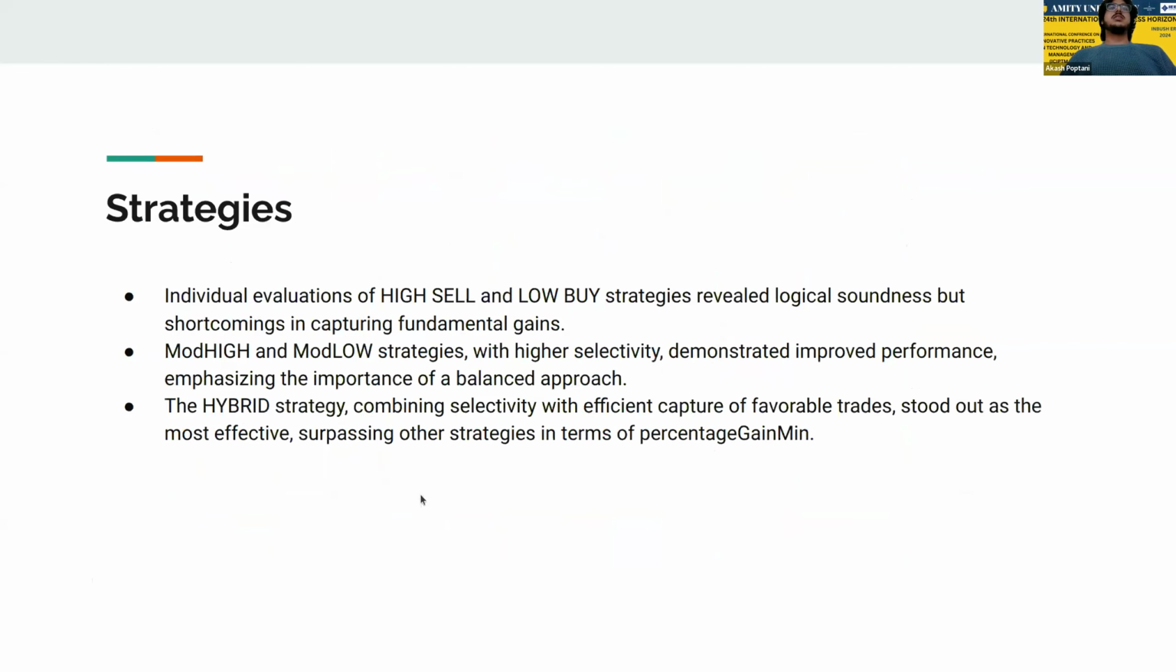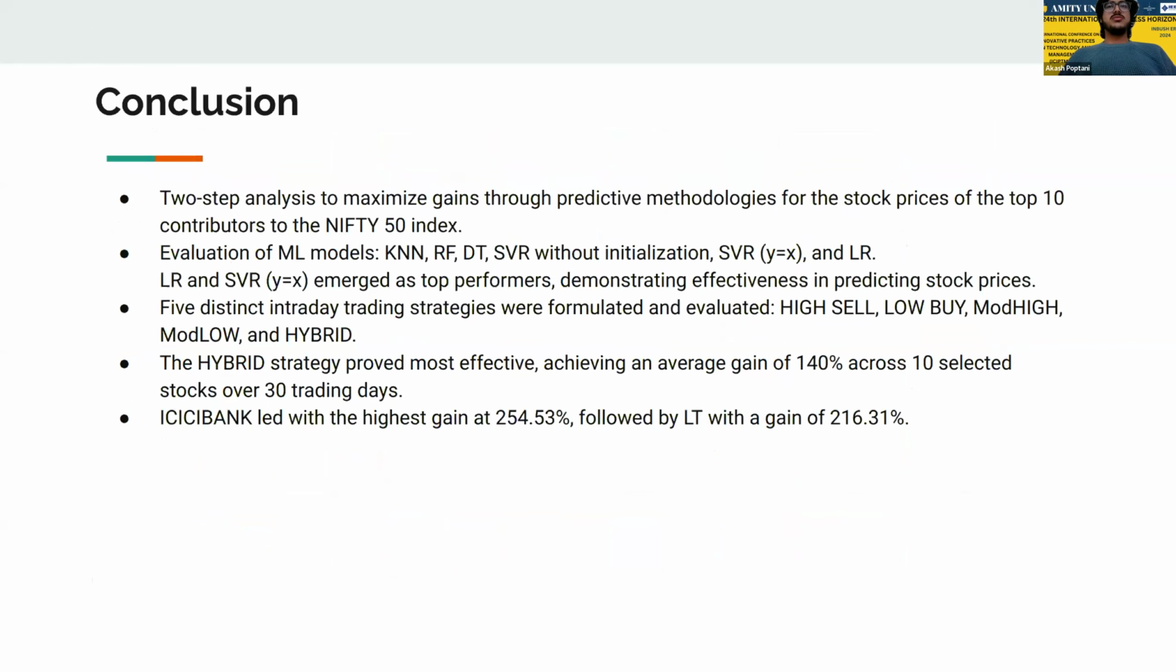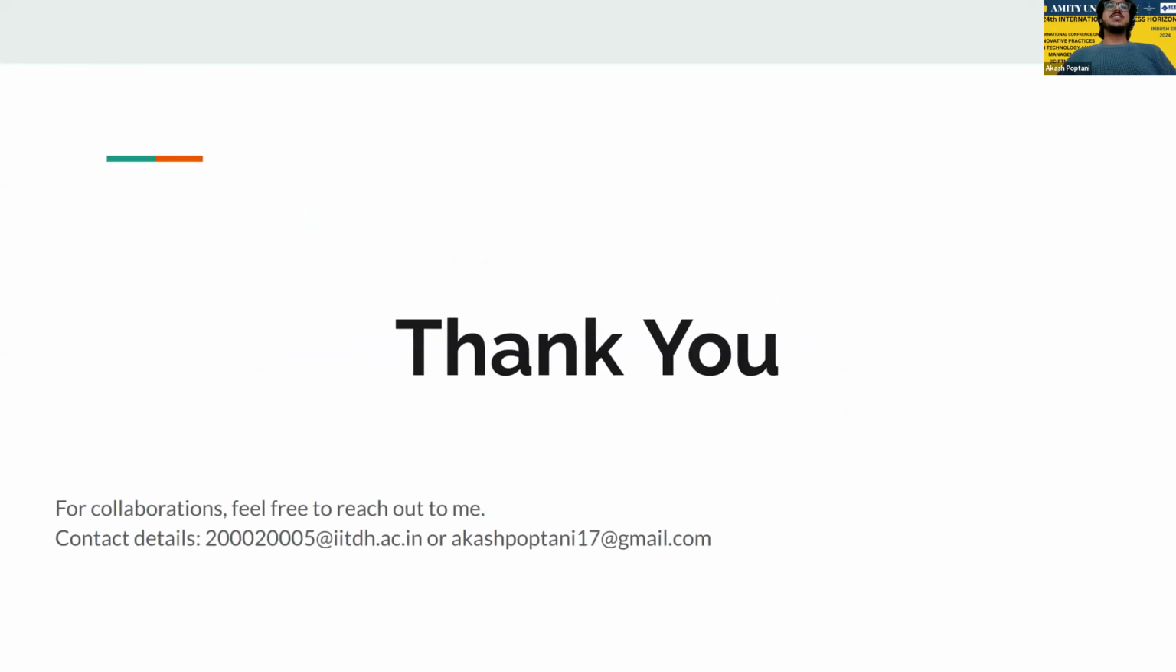And yeah, so concluding my work, I have done an analysis of 6 machine learning models, and then I've tried to devise 5 strategies, and I've ended up with a gain of 140% for those stocks over 30 trading days. And I believe that there's a lot of future work clearly in this, on both fronts, on improving the accuracy as well as improving the gain. Thank you so much.